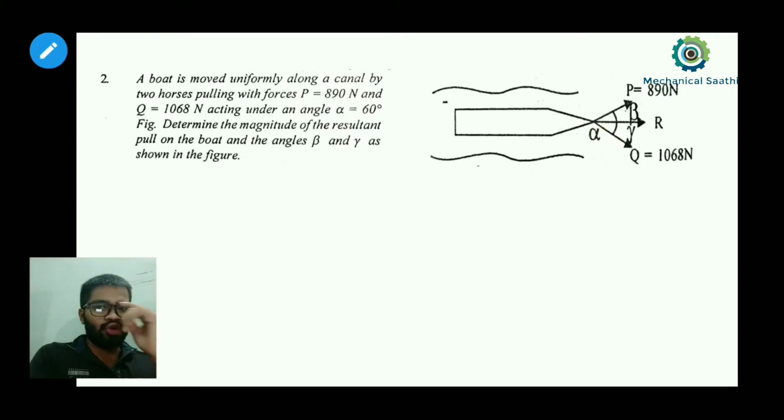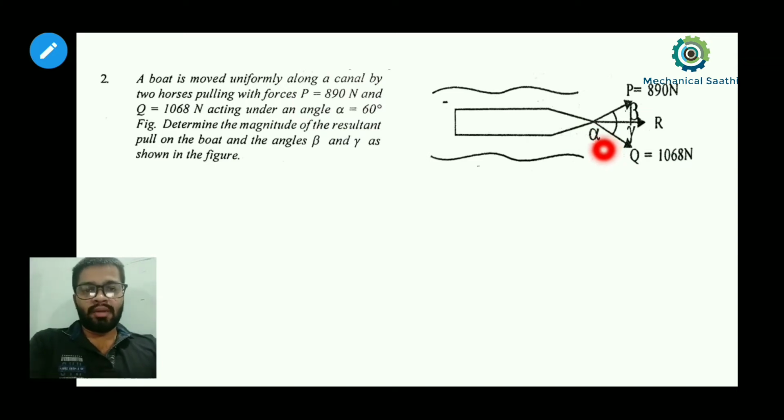If I look over here, there are two forces. One is P, which is given as 890 Newton, and another is 1068 Newton. If I can represent these two forces by two adjacent sides of a parallelogram, and the angle between these two forces is given to us, that is 60 degrees, then by applying the parallelogram law I can simply calculate the value of the resultant. So let us first draw that figure.